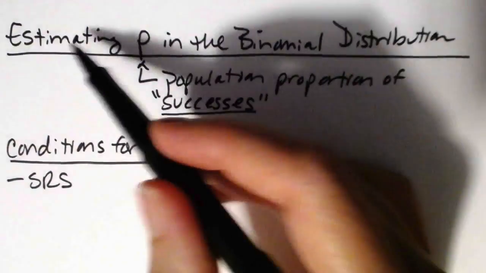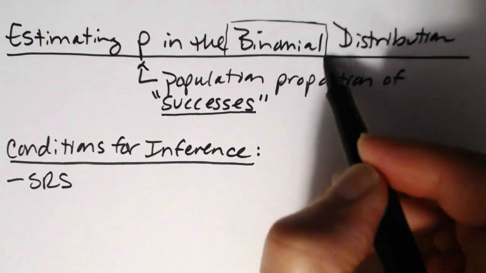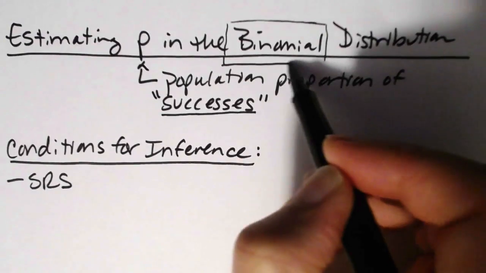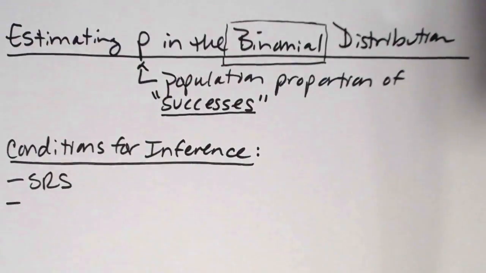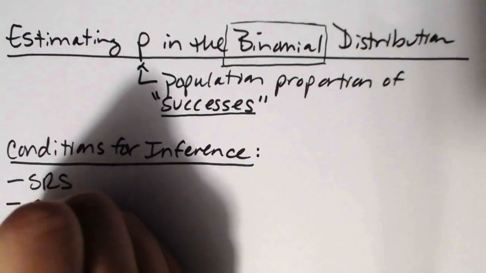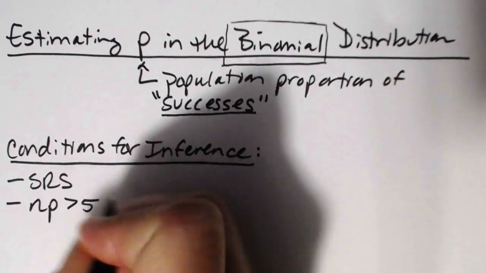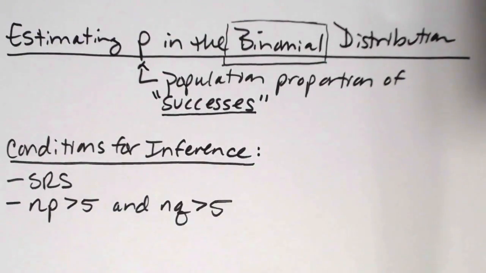And then because estimating p is based on the normal approximation to the binomial that we took a look at in the sampling distributions chapter, there were those conditions that NP and NQ had to both be greater than 5 in order to be reasonably sure that the p-hat distribution would be approximately normal. It's exactly the same here. NP has to be greater than 5 and NQ has to be greater than 5.